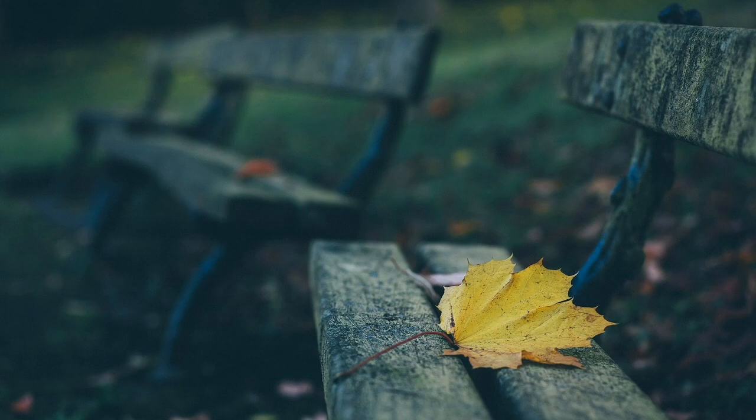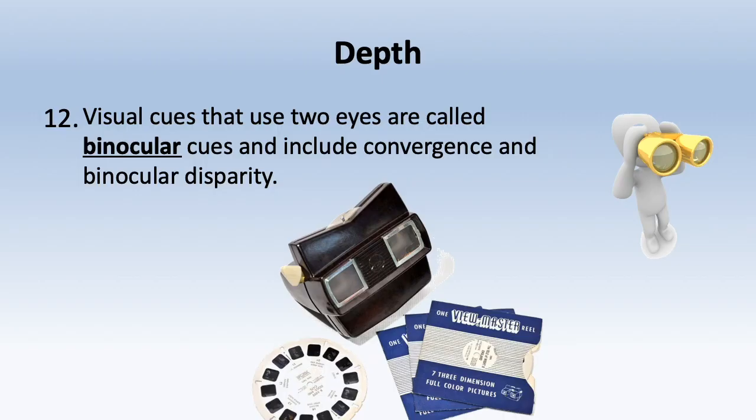Now there are other cues that use both of your eyes. Visual cues that use two eyes are called binocular cues, and these include convergence and binocular disparity. Here's a picture of a Viewmaster.